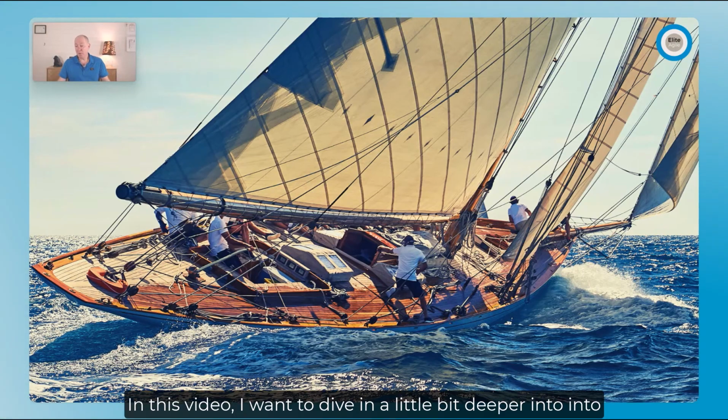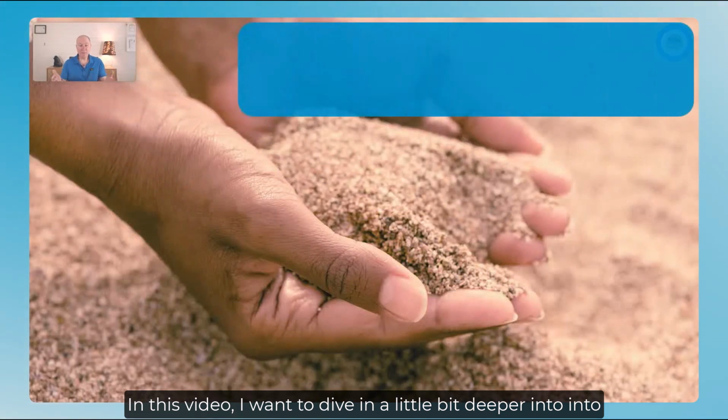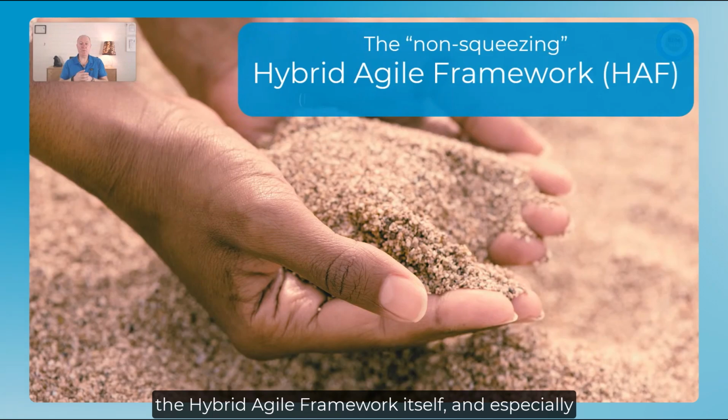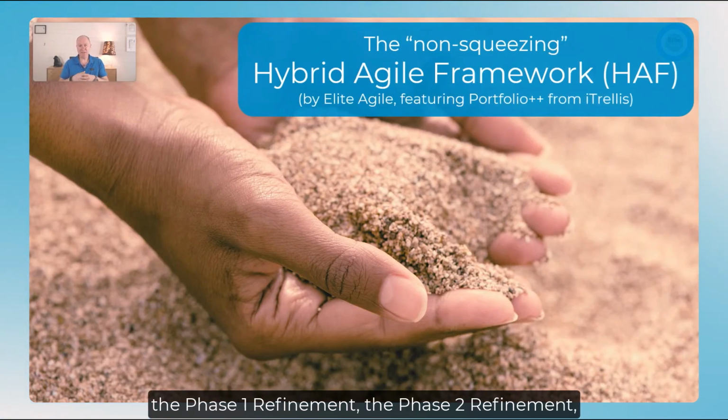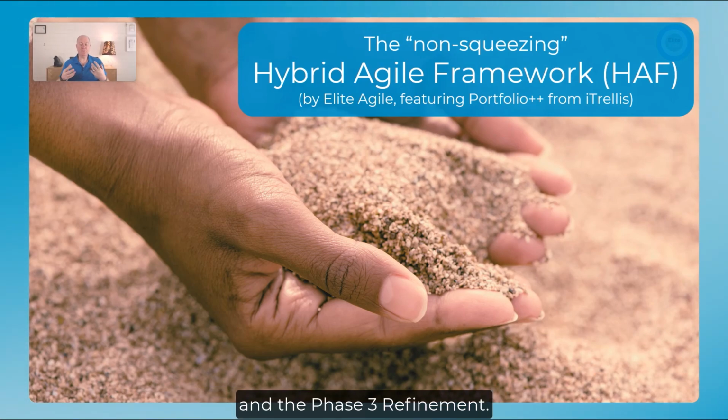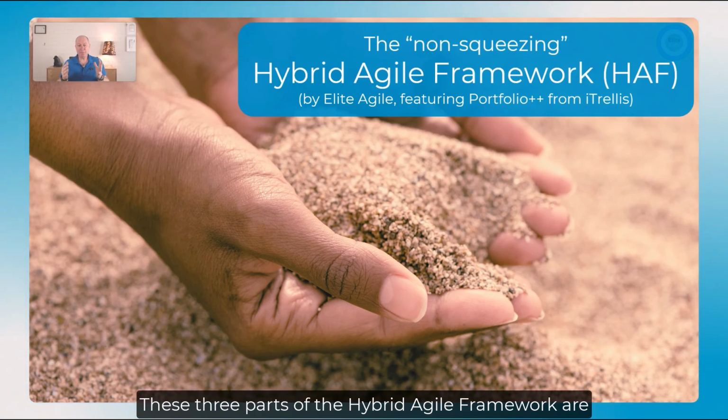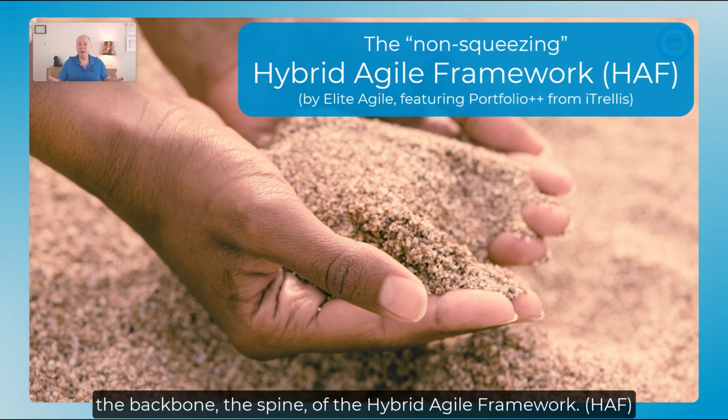Hello, in this video I want to dive a little bit deeper into the hybrid agile framework itself, and especially the phase 1 refinement, the phase 2 refinement and the phase 3 refinement. These three parts of the hybrid agile framework are the backbone, the spine of the hybrid agile framework.